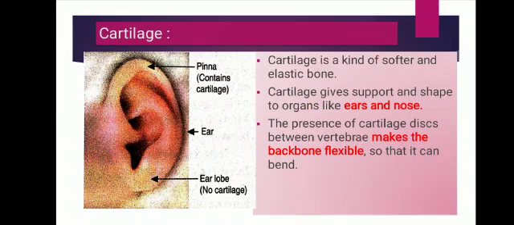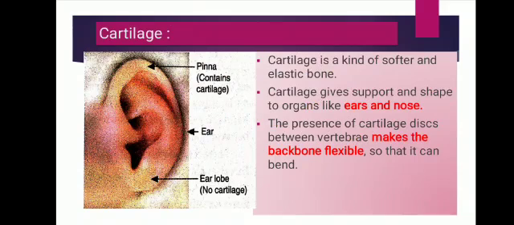And where is it present in our body? Cartilage is present in the pinna of the ears, meaning the upper part of the ears. It is found at the end of the nose. Cartilage is found at the end of bones where they meet one another at a joint, meaning at every joint cartilage is present. And cartilage is also present between the vertebrae of the backbone.